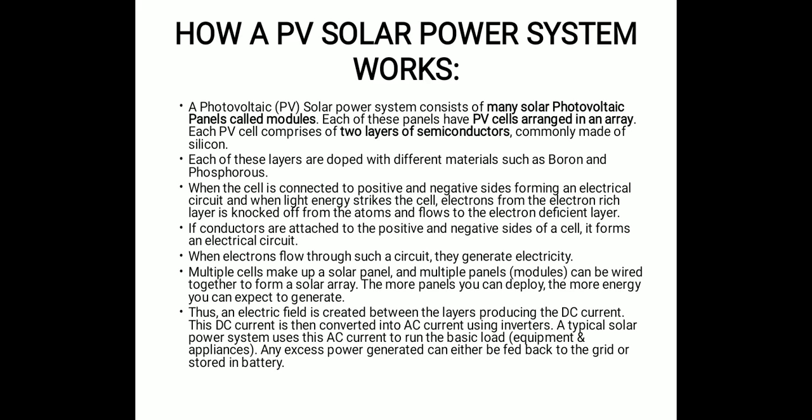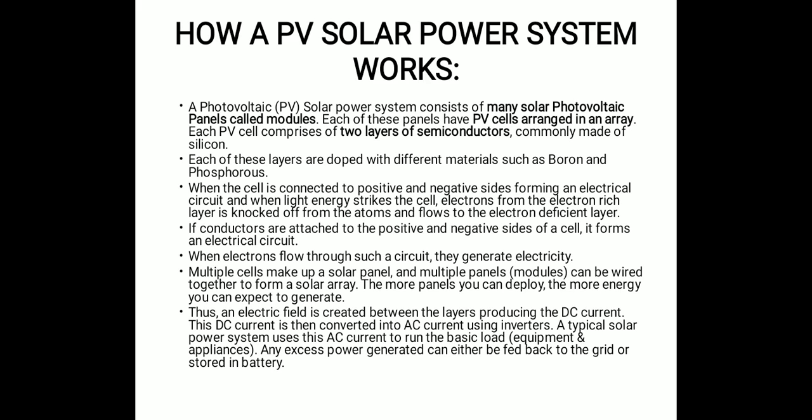The main role in this generation is played by the sunlight which strikes the panel, and after striking the panel some electrons are generated, and these electrons flow from the positive to the negative side, and out of that we can generate electricity. When the electrons flow through such a circuit, they generate electricity. Multiple cells make up a solar panel, and multiple panels, also called modules, can be wired together to form a solar array. The more panels you can deploy, the more energy you can expect to generate.